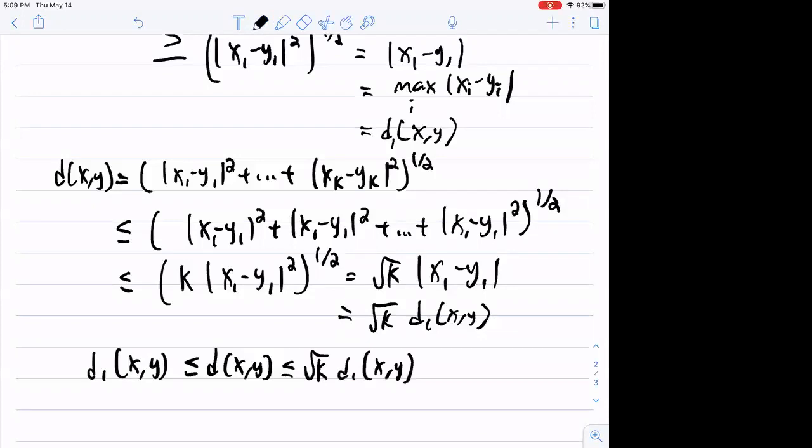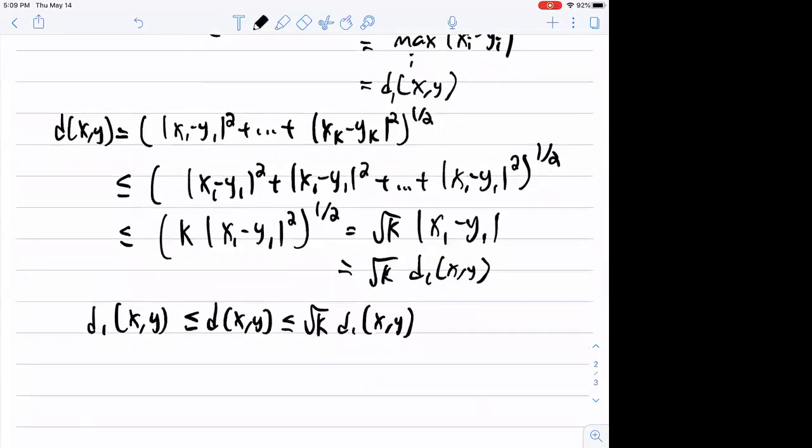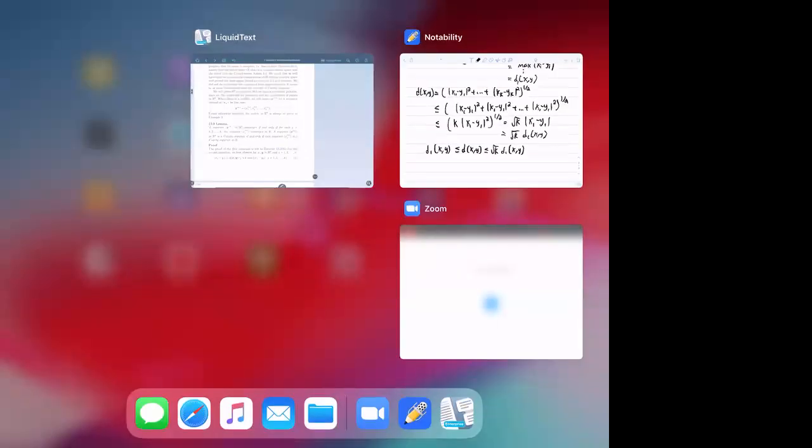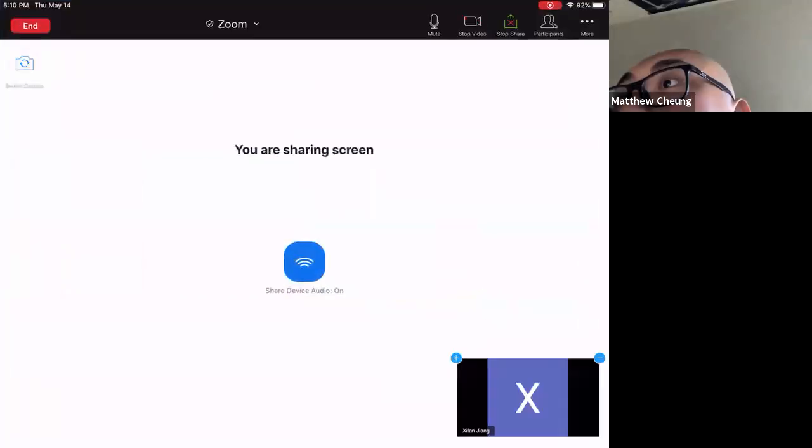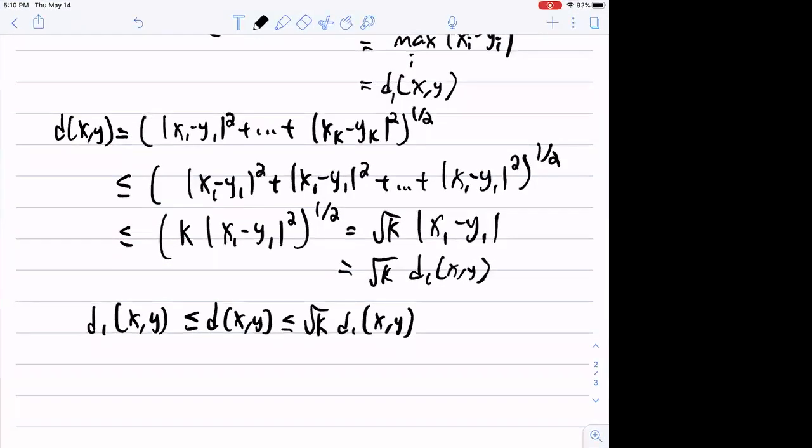So hopefully you see why we're doing this, right? It's because lemma 13.3 only proves it for d. So we have to relate all our distances to d. Okay, is everyone clear so far? Any questions? This is just bounding. Great.